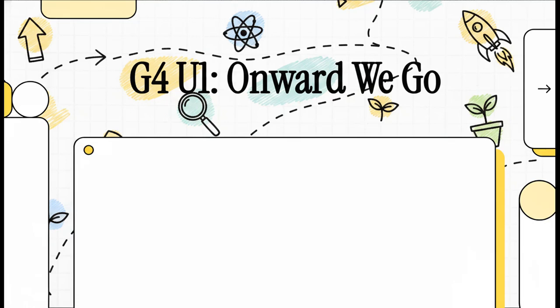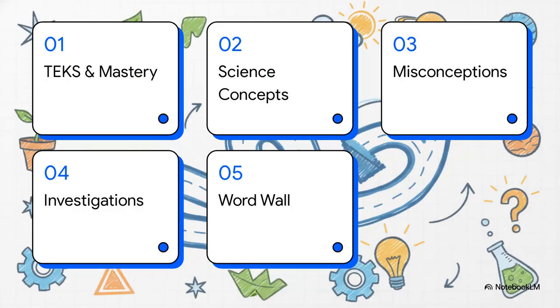Welcome, fourth grade teachers. We know you've got incredibly busy schedules, so we designed this explainer to be your practical, step-by-step roadmap for getting ready to teach Unit 1, Onward We Go. Basically, think of this as your planning period, just distilled into a focused, highly visual guide. We're going to cover everything you need to confidently step into your classroom and lead your kids through their very first science unit of the year. Let's get to it.